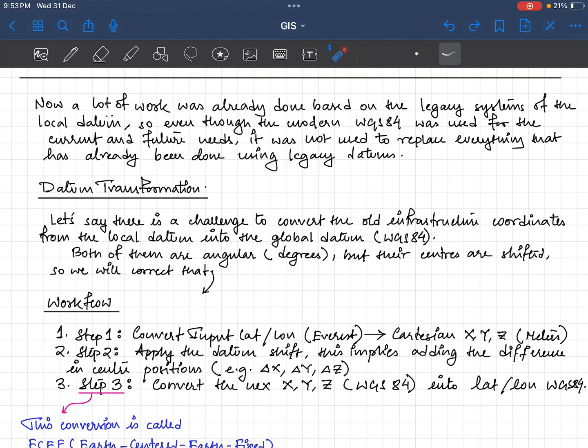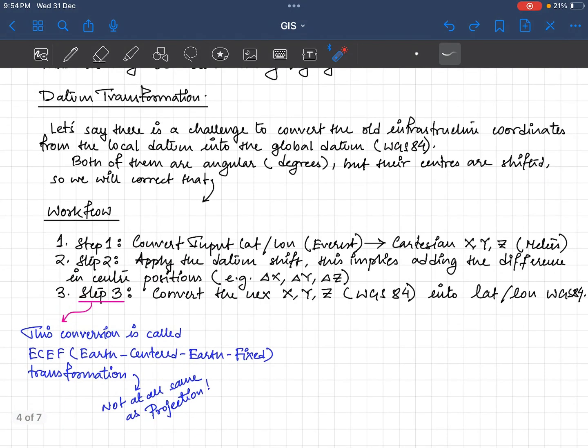Let's say you have the coordinates of an old infrastructure project, and now you have to convert these coordinates into the global datum. Both of them are angular, but their centers are shifted. So what do you do in that case? Simply, first convert the input lat longs. Let's say the input is in the Everest datum. You convert the lat longs into Cartesian XYZs. So basically, you convert angles to meters. At that point, it's still Everest.